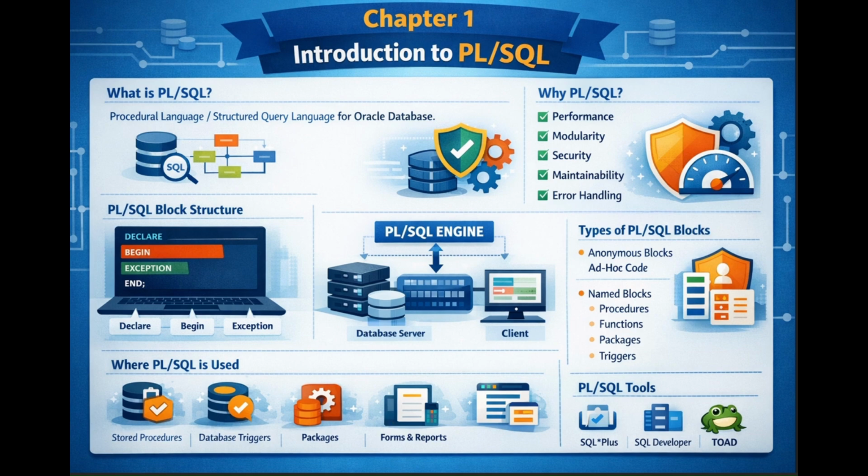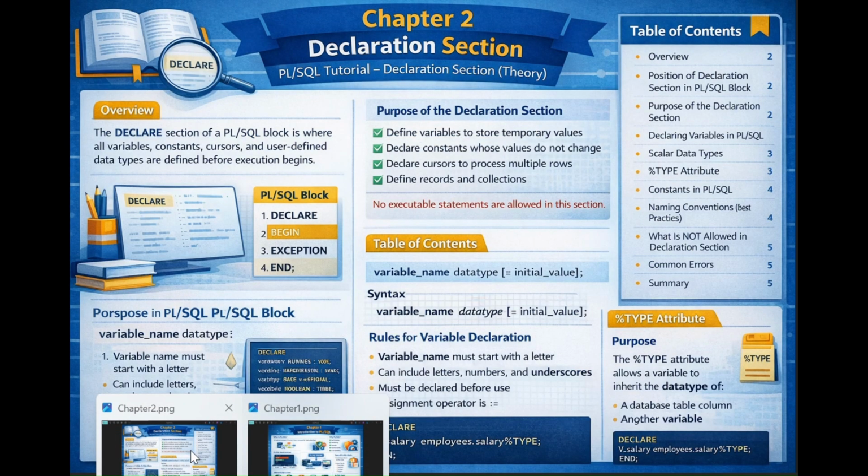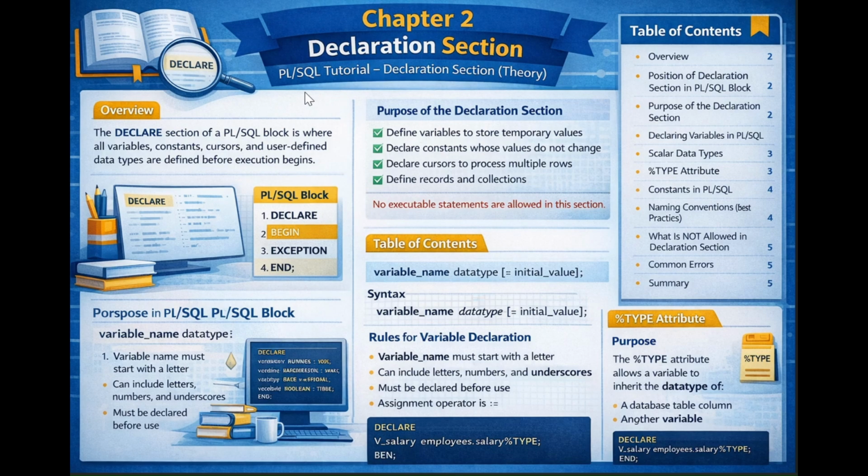Okay, so let me jump into chapter 2. This is chapter 2 about the declaration section alone. Today we are not going to do hands-on. This is purely a theoretical session. So what is the declaration section? Basically it is the PLSQL block area where all variables or constants, cursors, and user-defined data types are defined before the execution begin block. It is a pure definition area, but it is optional.